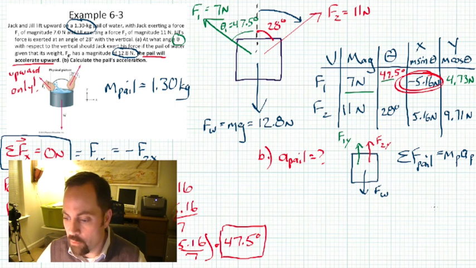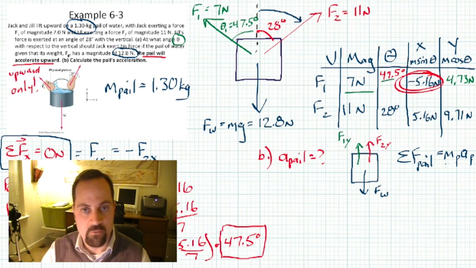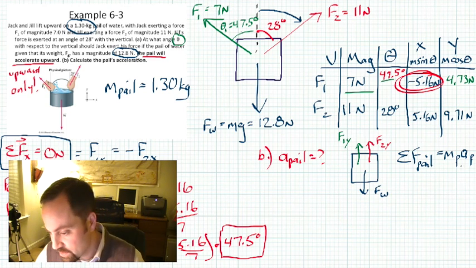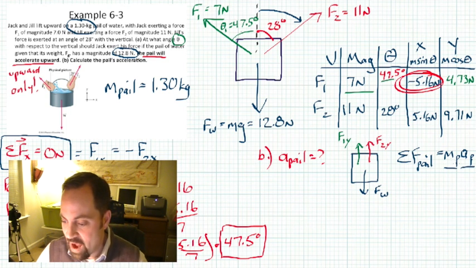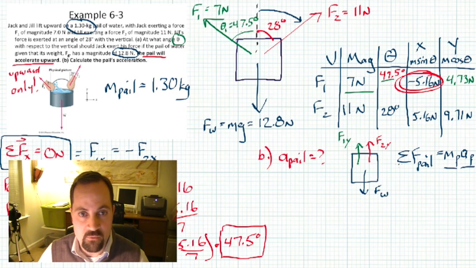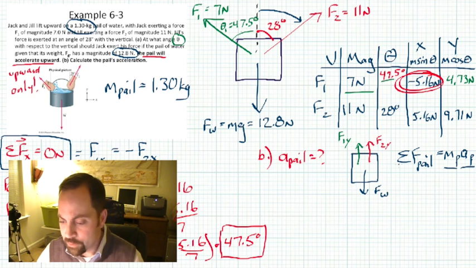This is Newton's second law right here. The net force equals mass times acceleration. The net force on any object is the mass of that object times the acceleration of that object. We have the mass of it. If we can simply find the net force on this object, we can solve for the acceleration. Here's how we do it.